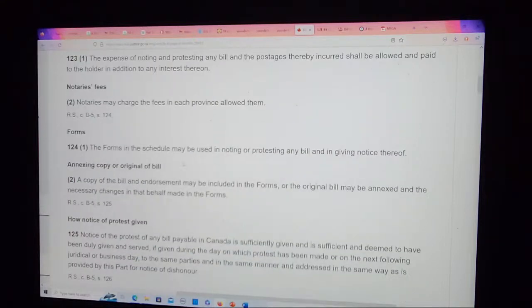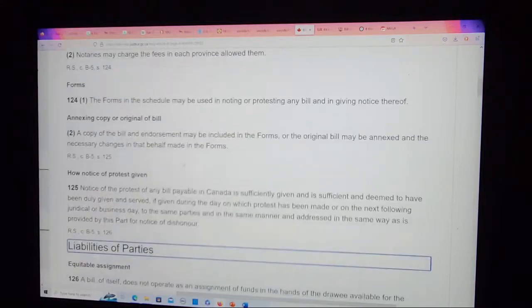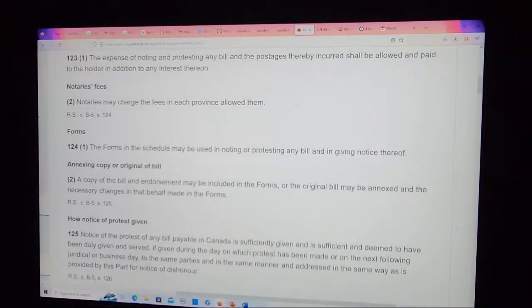Notary's fees. 2. Notaries may charge the fees in each province allowed them. Forms. 124.1. Let's go back here. Notary's fees. I got hemmed up on this one time.